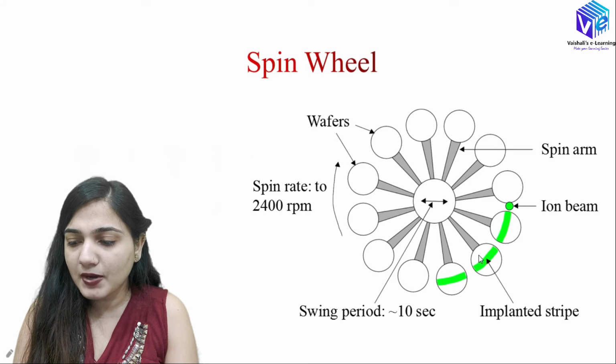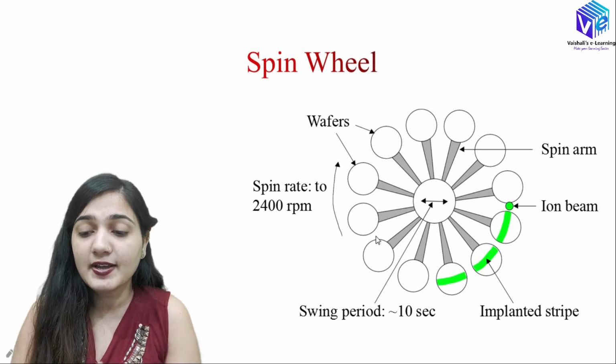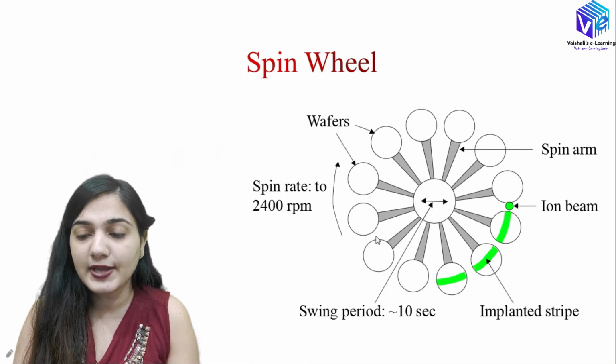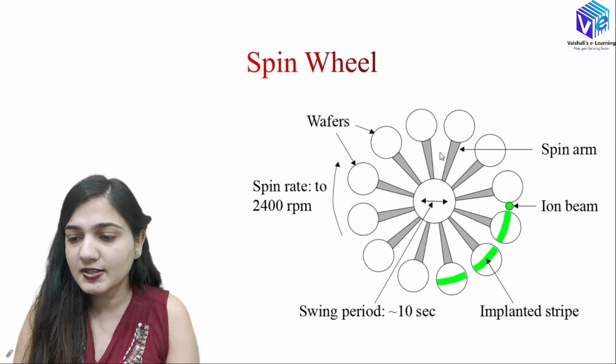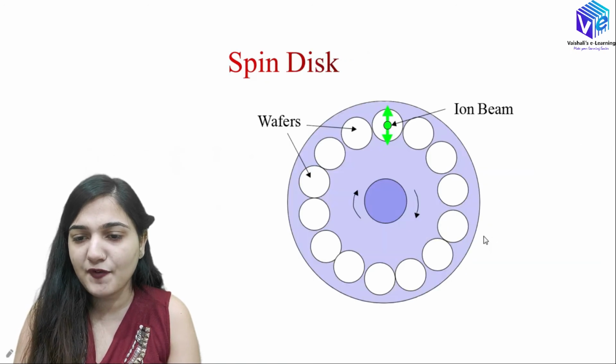So here this is the implanted strip that we have, and this is the ion beam that we have. Okay, so this is how I am implanting a strip over the wafer. So if I want a full strip over the wafer, I can simply use the spin wheel. It has a 2400 revolutions per minute spin rate. Okay, and the swing period is around 10 seconds. Okay, so these are the spin arms that we have, and this is how we are placing the wafers. And I hope now you understood how we are generating this implanted strip with the help of the spin wheel.